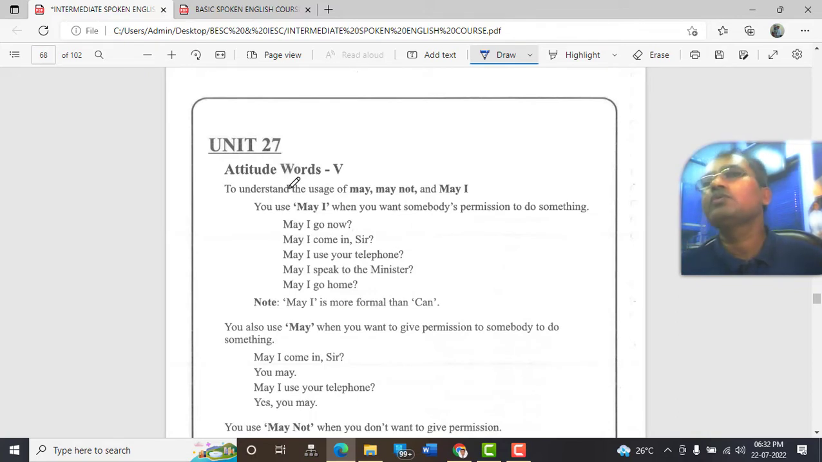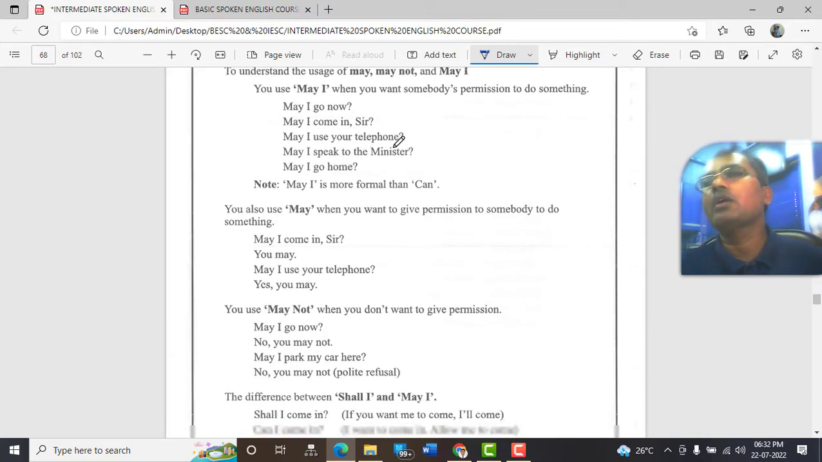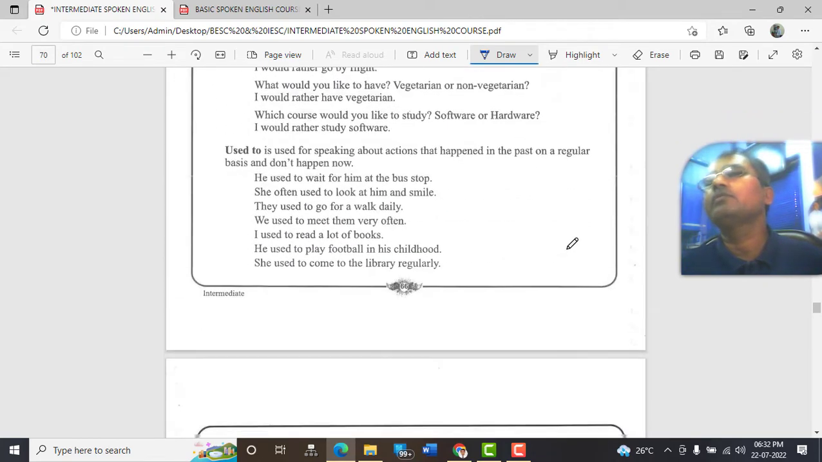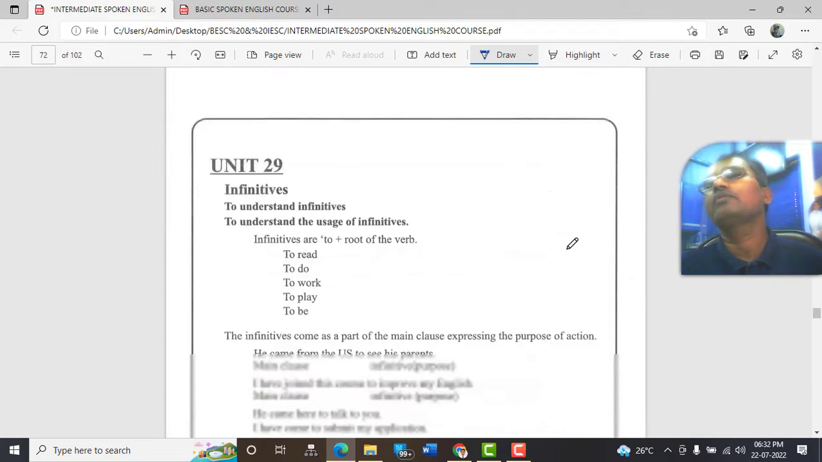Then again attitude words 5, may, may not, may I. And then we'll go for attitude words 6, could, used to, supposed to, likely to. These are very powerful words which we regularly use in our conversation.